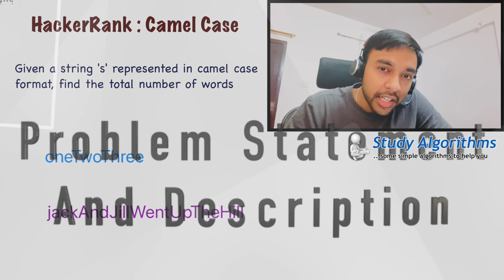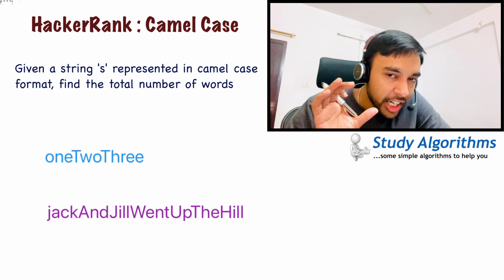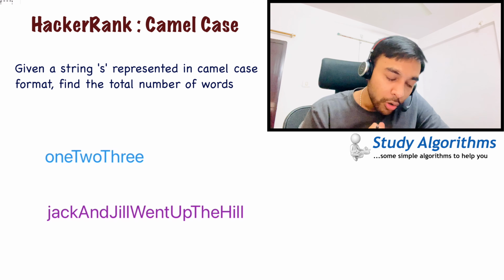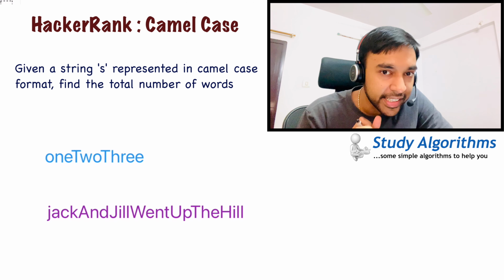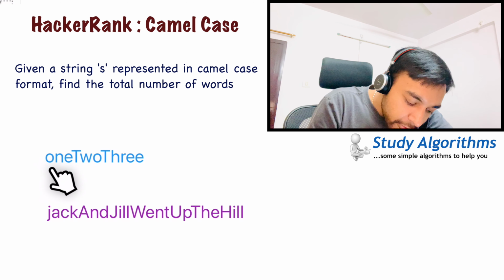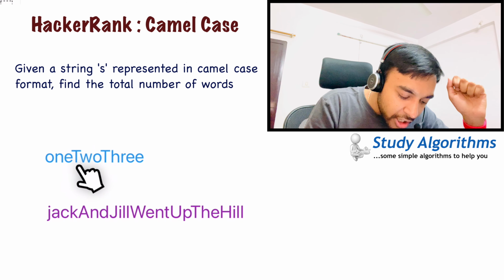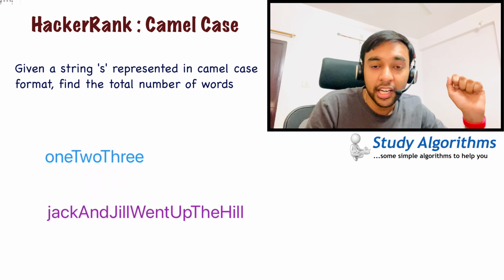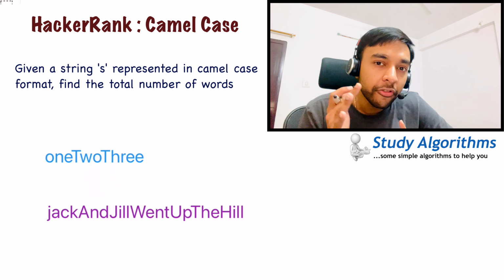As I said in the beginning, the problem over here is pretty straightforward. You are given a string and you have to find out the number of words in it. Now, the speciality of this string is that it is represented in a form of camel case. What happens in a camel case is the first word would start with a small letter, and then as you move ahead, the second word would start with a capital letter, and then again the third word would start with a capital letter.